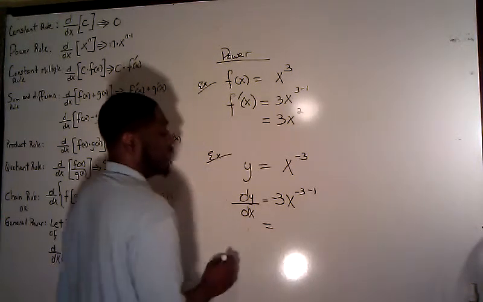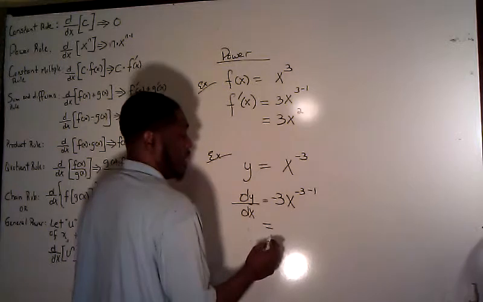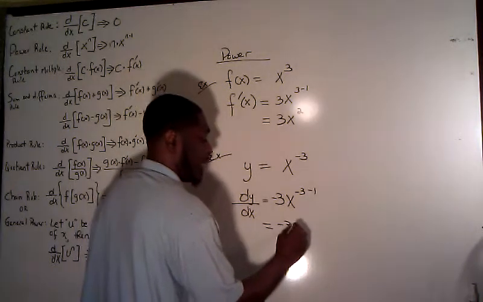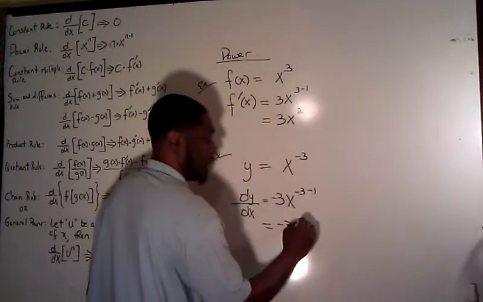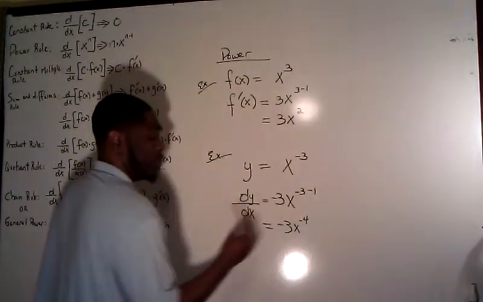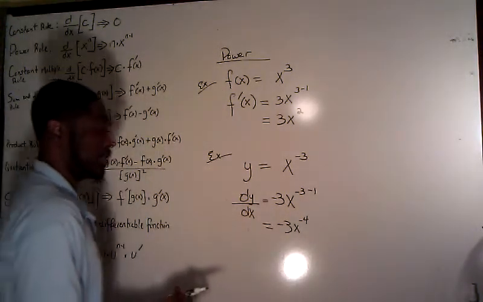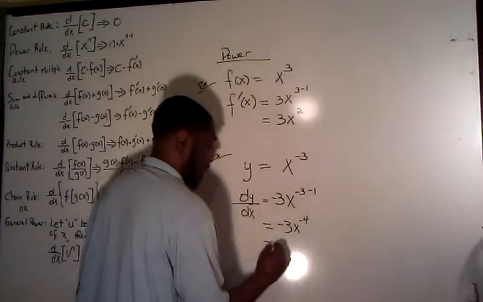Now it's just a matter of simplifying, so this is going to be negative 3x, and when we simplify, this becomes negative 4. Now, you know in math, you're not allowed to leave your answer as a negative power, so you want to simplify this.